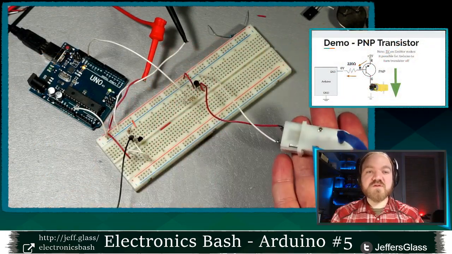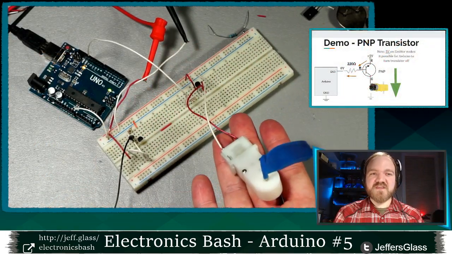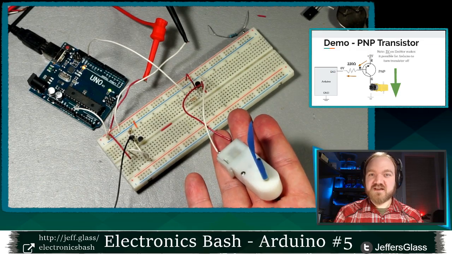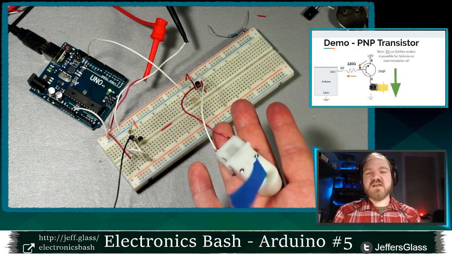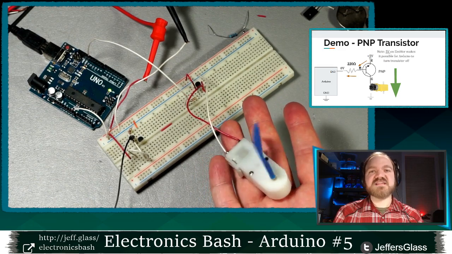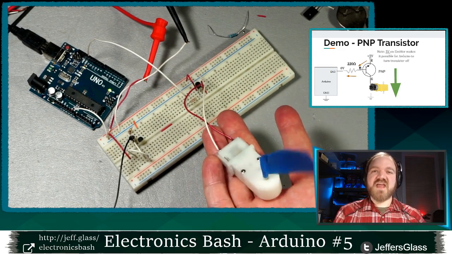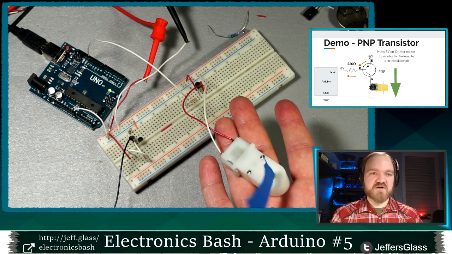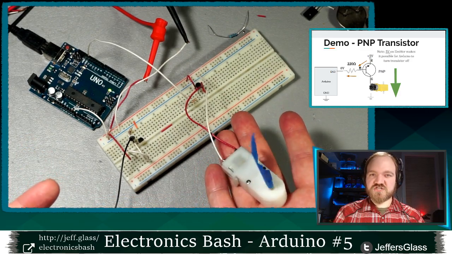So when you're working with PNP transistors, just remember that, I know I have been fairly casual about saying high is on and low is off, but in this case, it's important to remember that high means 5 volts present at the Arduino and low means 0 volts present at the Arduino, because that's going to affect how this sort of thing functions. Make sense?